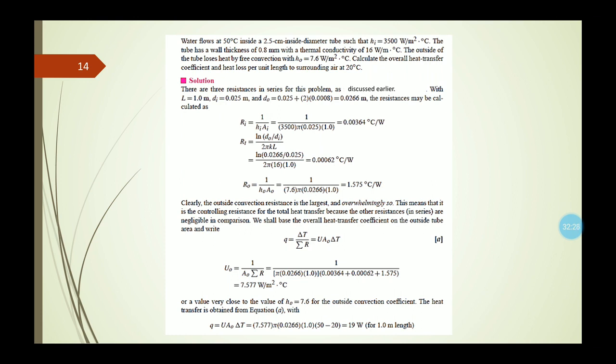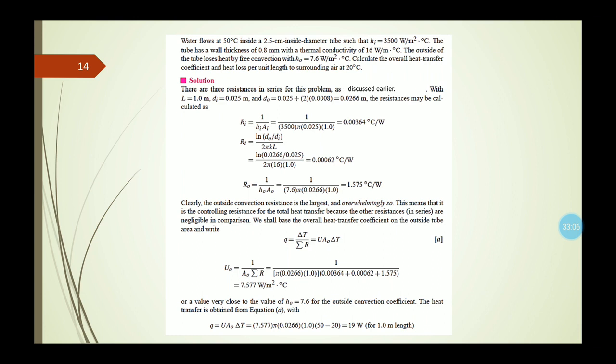Here we can see that the outer convection resistance of the tube is the largest among these three that we have calculated. This means that it is the controlling resistance for the total heat transfer, because the other resistances in series are negligible in comparison with the outer surface. Their values are very much negligible compared to the outer surface. Now we need to calculate the overall heat transfer coefficient based on the outer surface, because the other values are negligible compared to this outer surface thermal resistance.